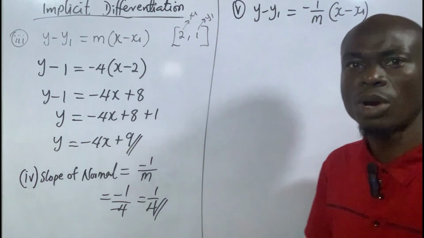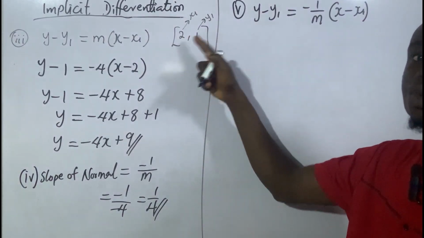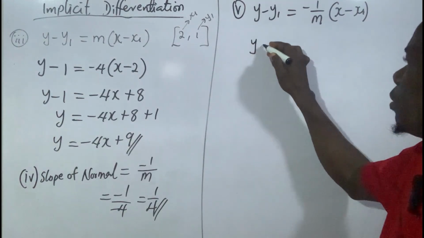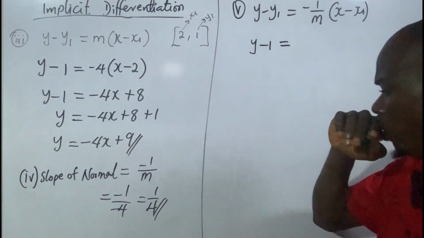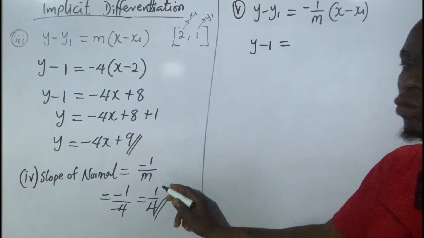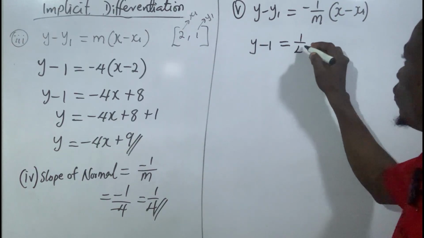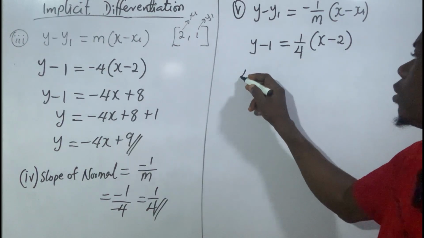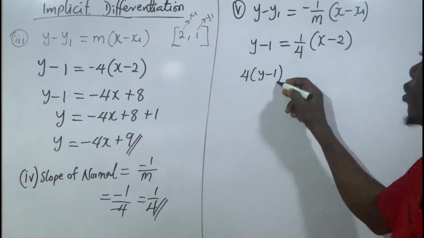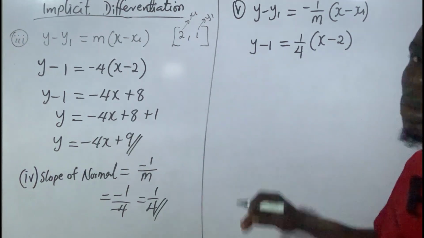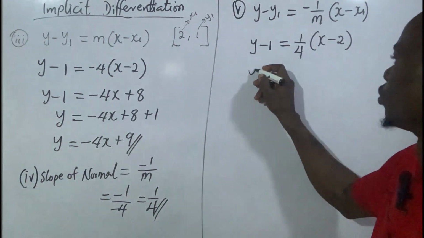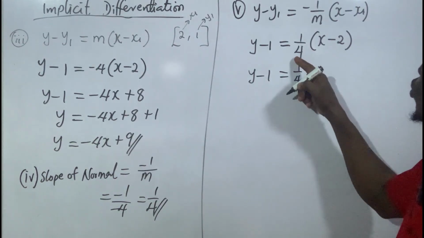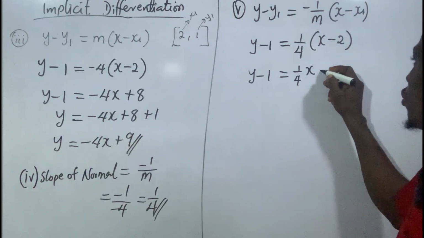So we substitute our x1 and y1. That will give me y minus 1, and we have calculated all of this to be 1 over 4, times x minus 2. Open up your bracket, you have y minus 1 equals 1 over 4 times x, is 1 over 4x. 1 over 4 times minus 2, use your calculator, it will give you minus 1.